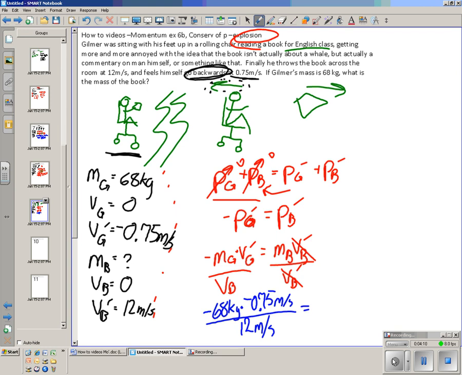So tap, tap, we get 4.25 kilograms, which is actually a pretty hefty sized book. That's like almost 10 pounds, but it's quite a lengthy and dense story, so I've been told.